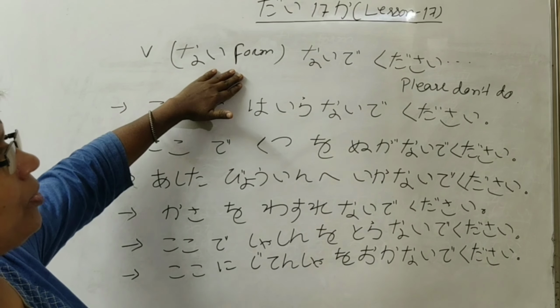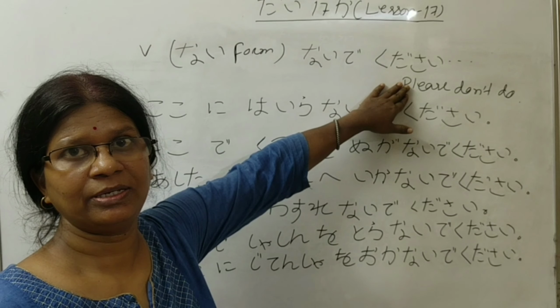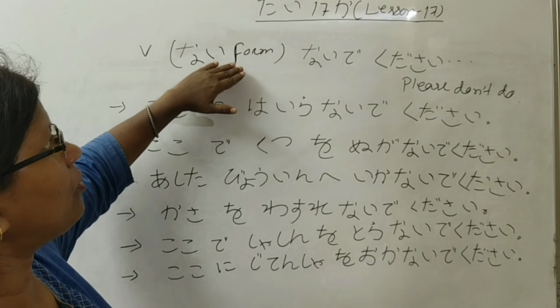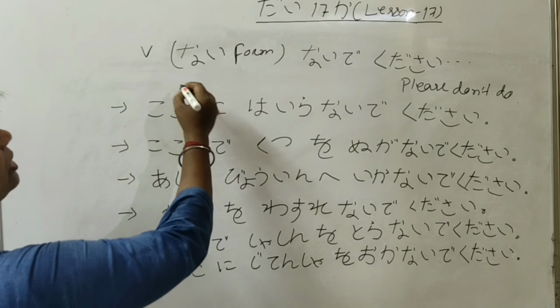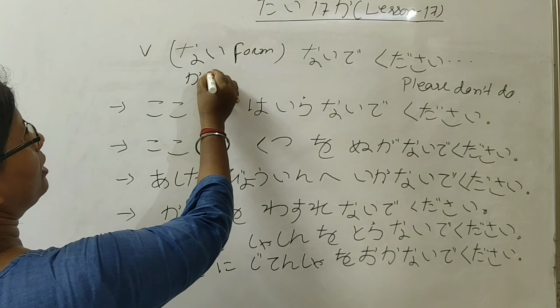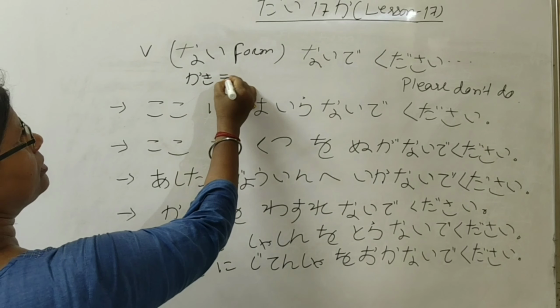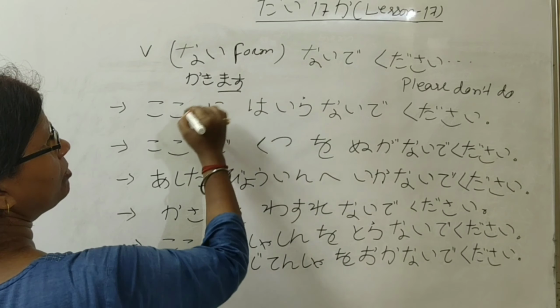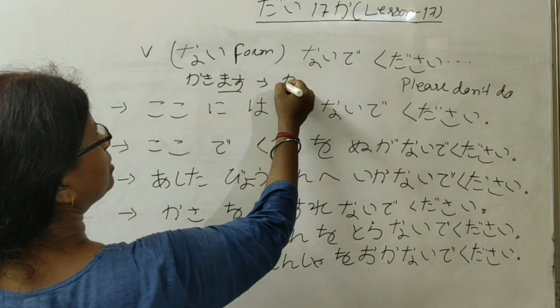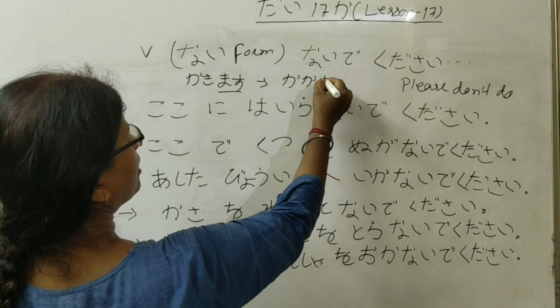V nai form, nai de kudasai. V nai form means, suppose, kakimasu is the mas form, change to kakanai.